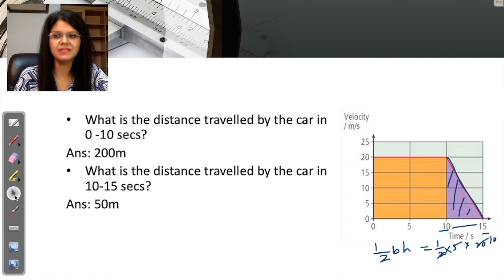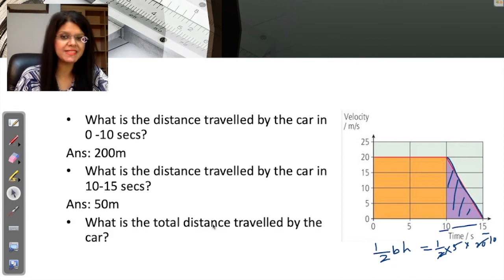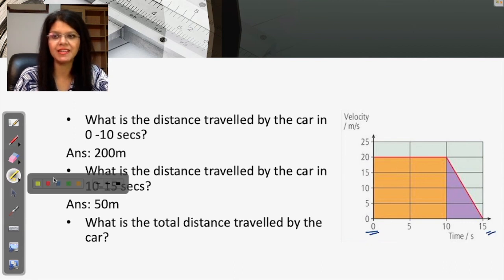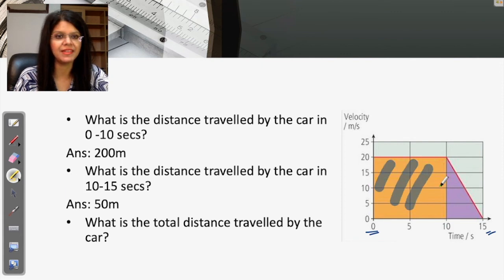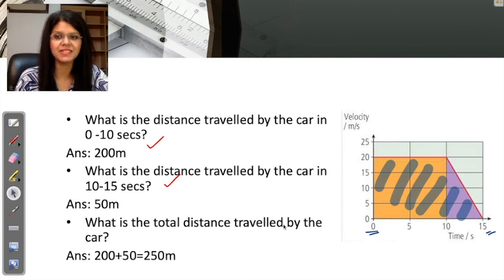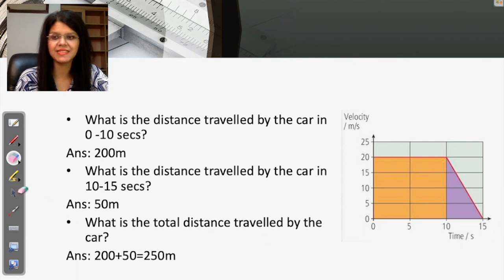There's one more question here. What is the total distance traveled by the car? Total distance means starting from the time 0 till the final point. It is the total area under the graph. Now they are talking about this total area. So what do you have to do? Simple. You have to add both the answers that you got in the previous 2 questions, and that will give you your answer for the last question, which is 250 meters. Right? If you want to go through the theory that we understood in this question, you can rewind the video and go through it again.